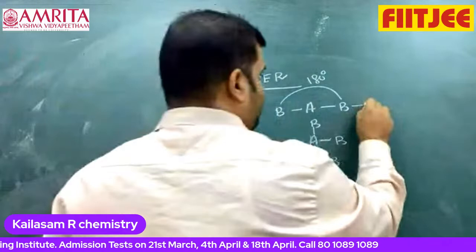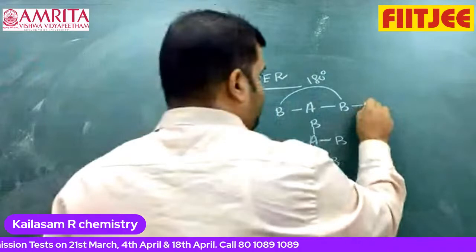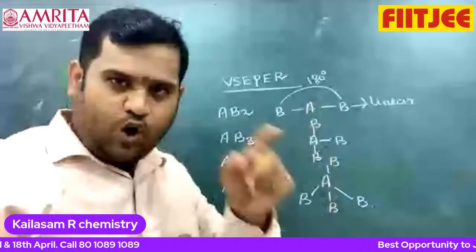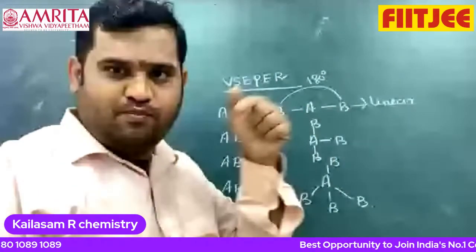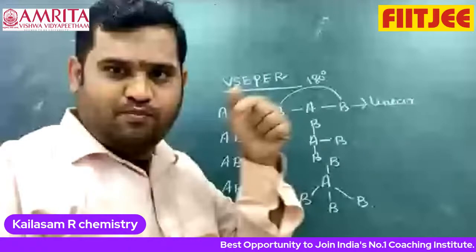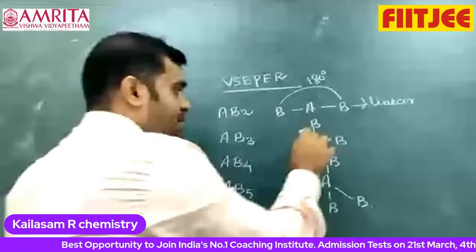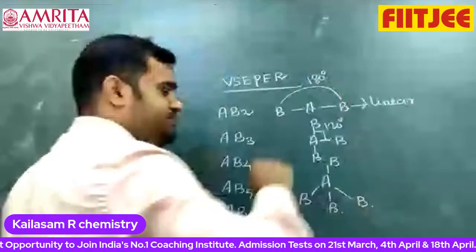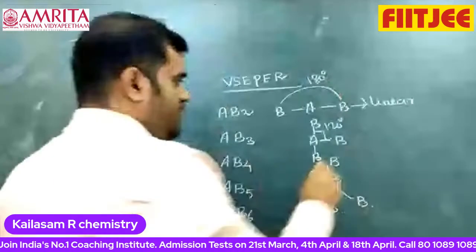Now look at three electron pairs. All three electron pairs are bond pairs. If all three electron pairs are bond pairs, we call it trigonal planar. Why? The bond angle between these three is 120 degrees. Therefore, this belongs to planar.